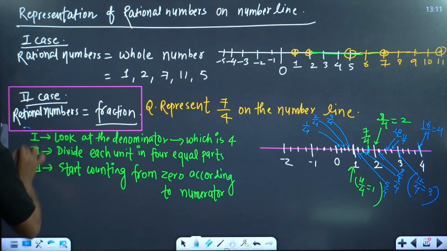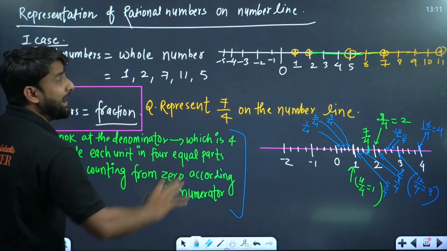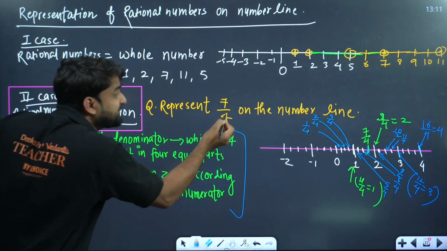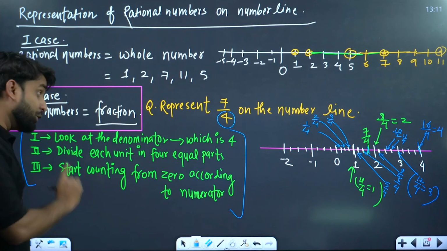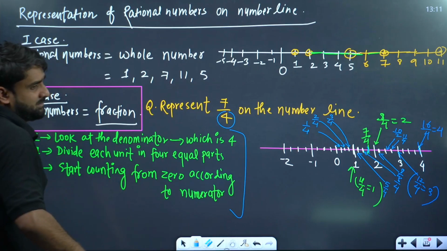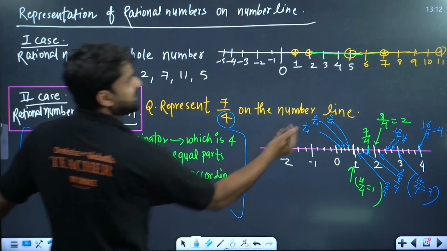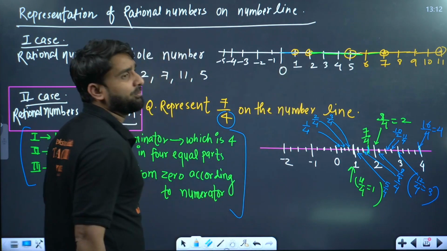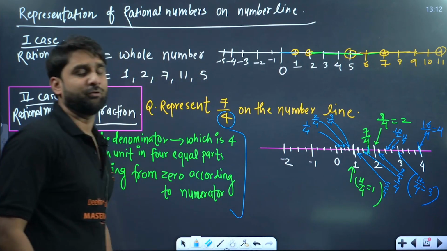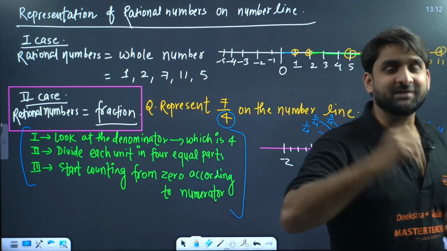My dear champion, always follow this. Whenever a fraction is in front of you and you have to represent it on the number line, what should be the first step? Always focus on the denominator. Denominator will give you how each unit will be divided. If denominator is 4, it implies that the gap between 0 and 1 will be divided into 4 parts. The gap between 1 and 2 will be divided into 4 parts. The gap between 2 and 3 will be divided into 4 parts. So the number of parts is decided by the denominator.